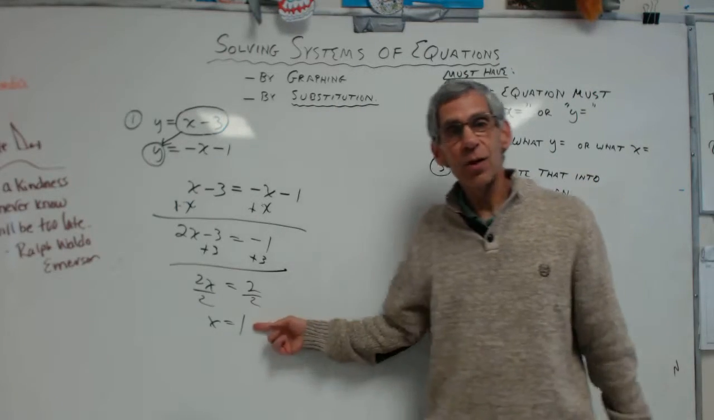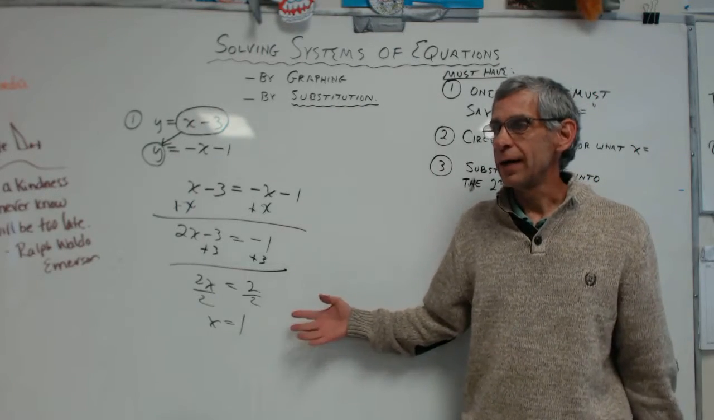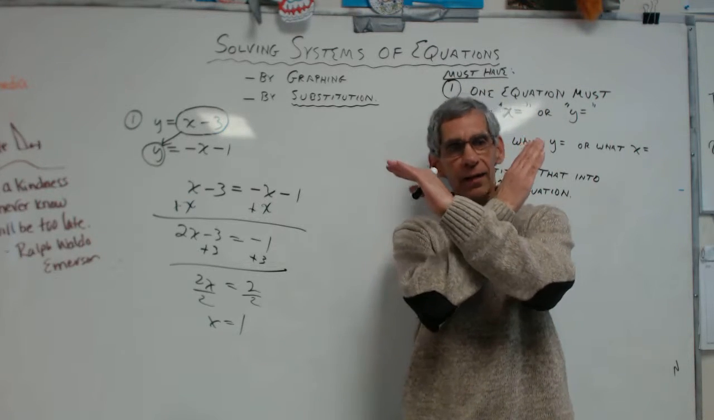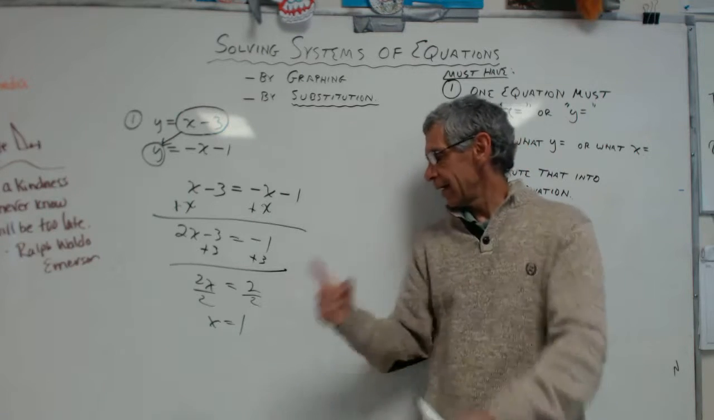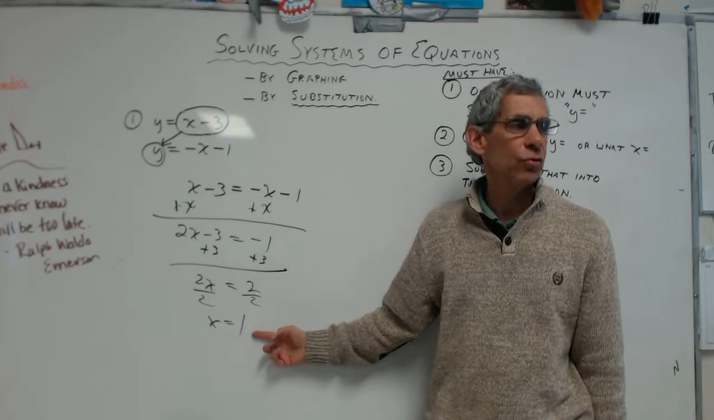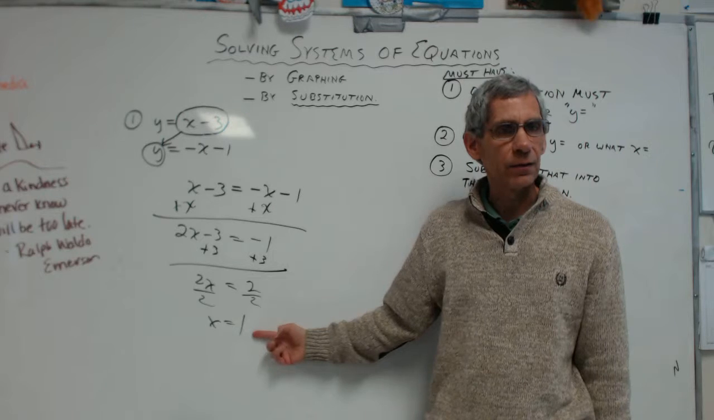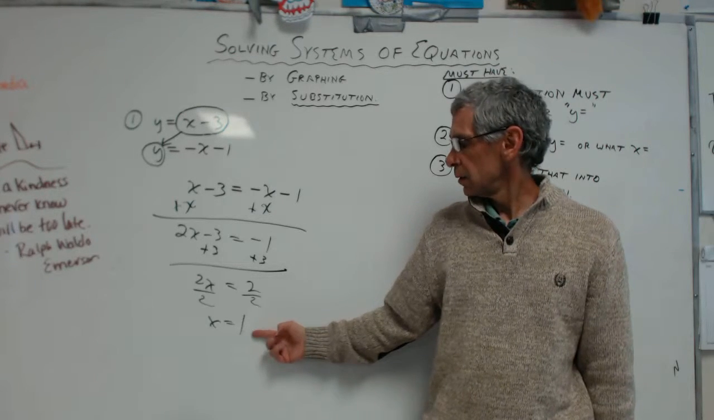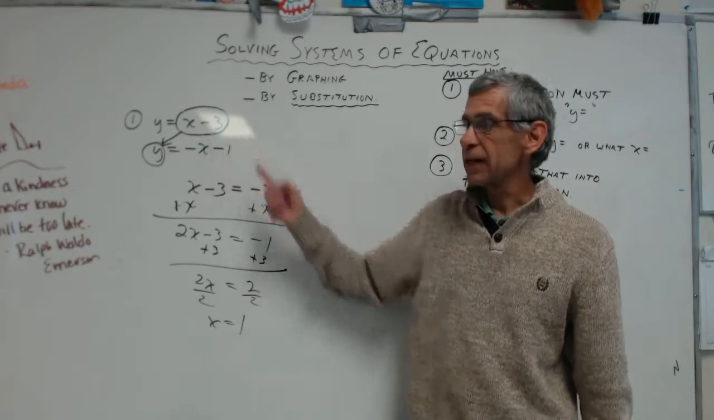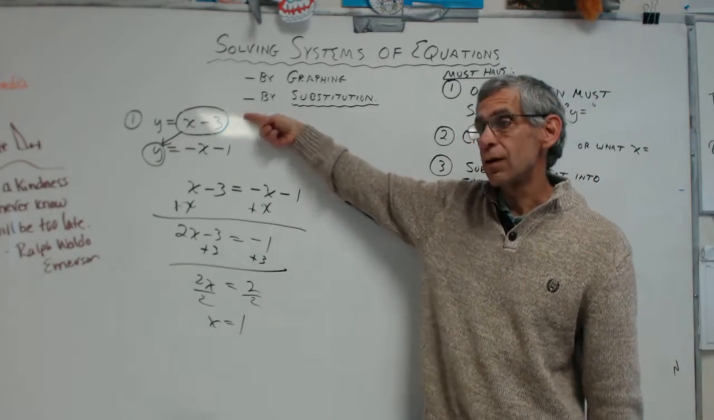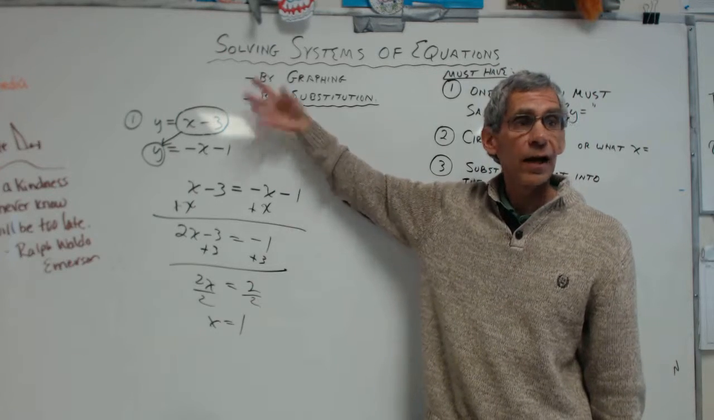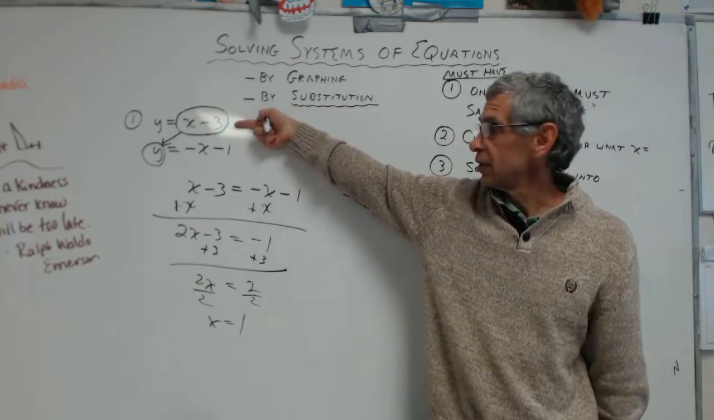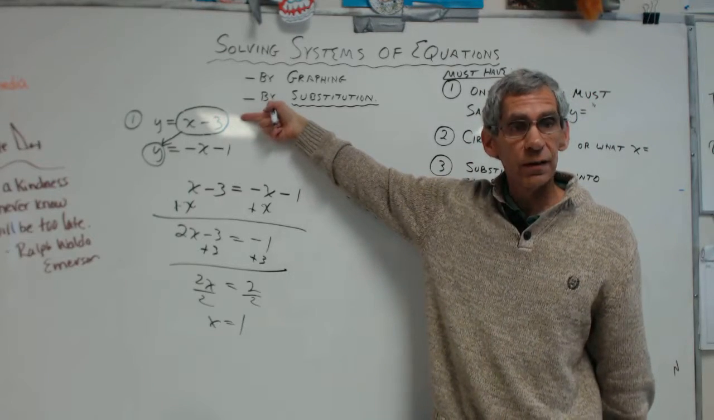Now wait, so am I done though? No. I need to know a point, but what does a point consist of? It's an x, comma, y. I only know my x. How am I going to find my x? You already have it. I can substitute it into either of these 2 equations. Doesn't matter which one. I always choose the simpler of the 2. To me, this one looks simpler because there are fewer negatives. Don't you agree with me?